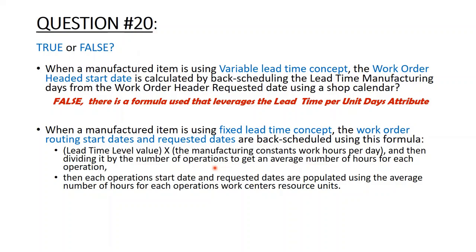Once you have the average number of hours for each operation, then each operation start date and request date are populated using the average number of hours for each operation's work center resource units. That is true. We didn't get into quite all those details, so I don't expect many people to get this answer true. But that is the formula used for backscheduling routing operations when using fixed lead time concepts.